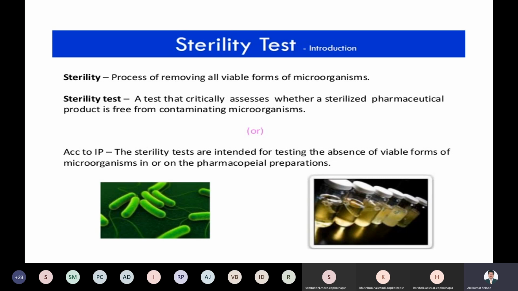As per the IP, this is the definition of the sterility test: it is intended for testing the absence of viable forms of microorganisms. All these pharmacopoeial preparations, all these dosage forms, all these pharmaceutical preparations should be free from bacteria. Understand it? So this test is conducted for testing the absence of viable microorganisms in the pharmaceutical formulation, and this is the main concern with this.